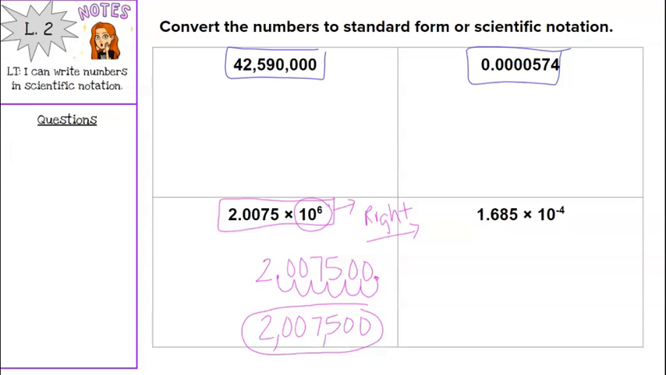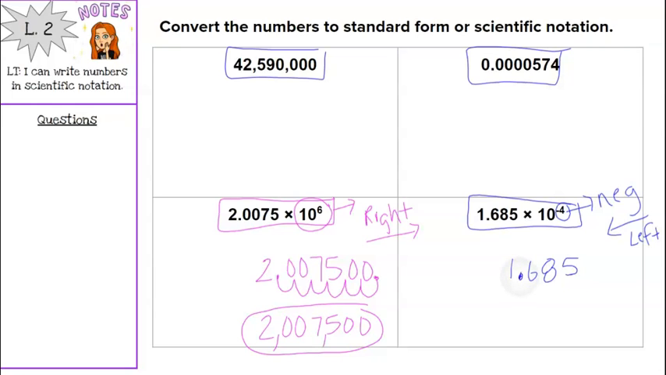One more example. We have 1.685 times 10 to the negative fourth. So again, write out the number, your coefficient. Identify your exponent. Our exponent is negative 4. Since it is a negative exponent, that means we're going to jump to the left.